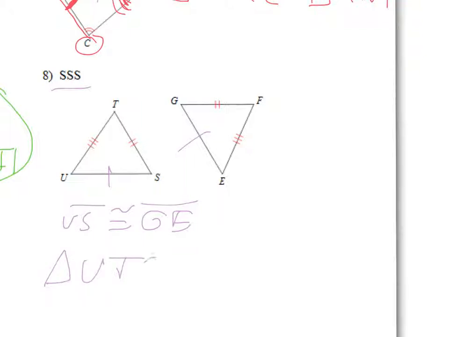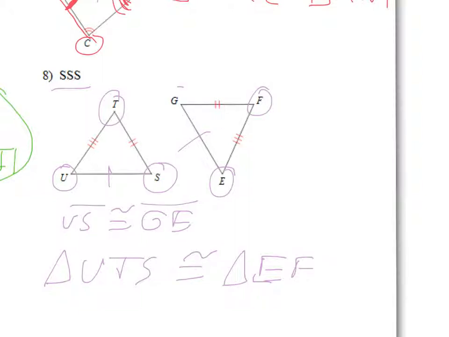UTS is congruent to triangle. U corresponds to E. T corresponds to F. And S corresponds to G. How do I know that? Notice that T is in between the segments that have the 2 tally marks and the 3 tally marks. So T corresponds to F because it's between the segments with 2 tally marks and 3 tally marks.